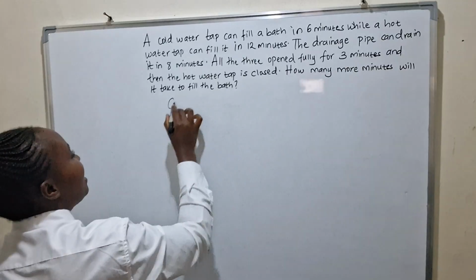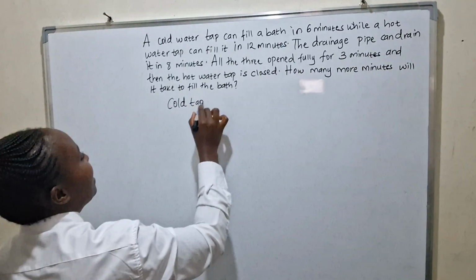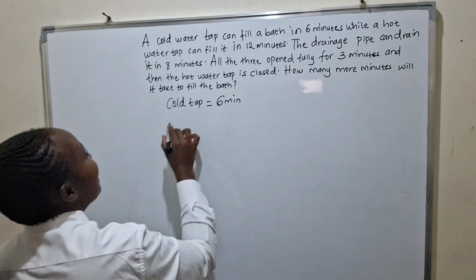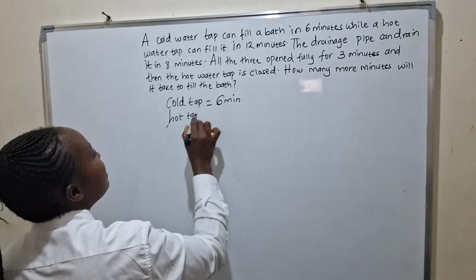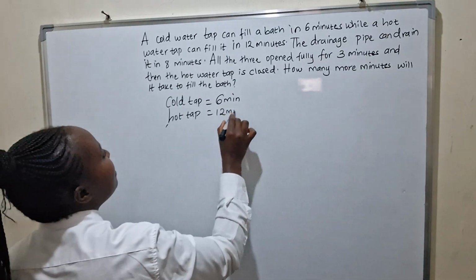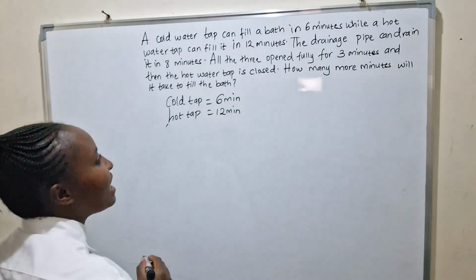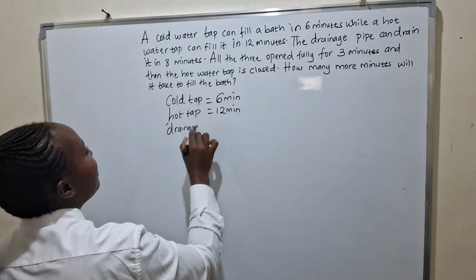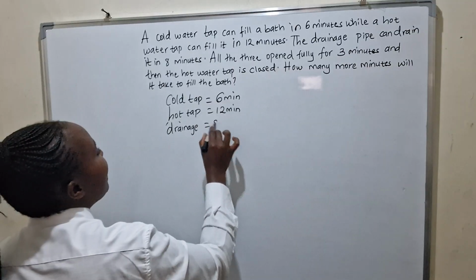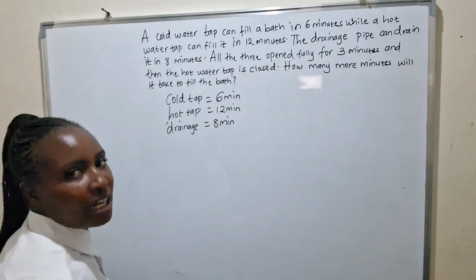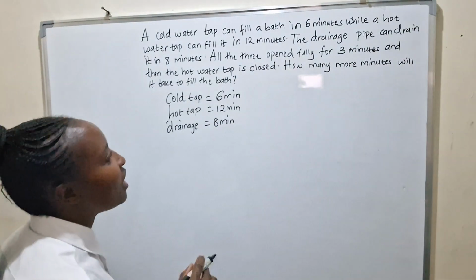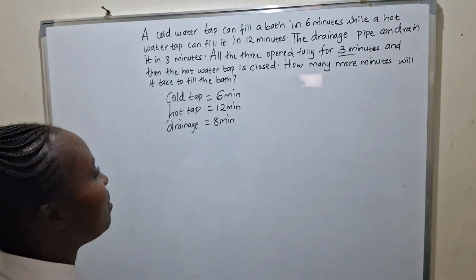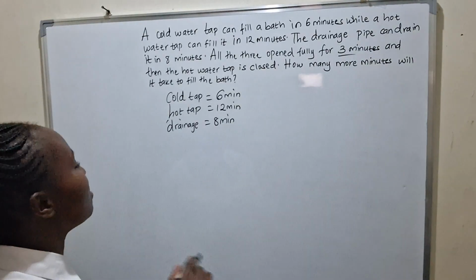So we have the cold tap that can fill the bath in 6 minutes, right? The hot tap needs 12 minutes to fill the bath. But there is also a drainage pipe that requires 8 minutes to drain the bath fully, okay? All the three are opened fully for 3 minutes, and then the hot water tap is closed. How many more minutes will it take to fill the bath?